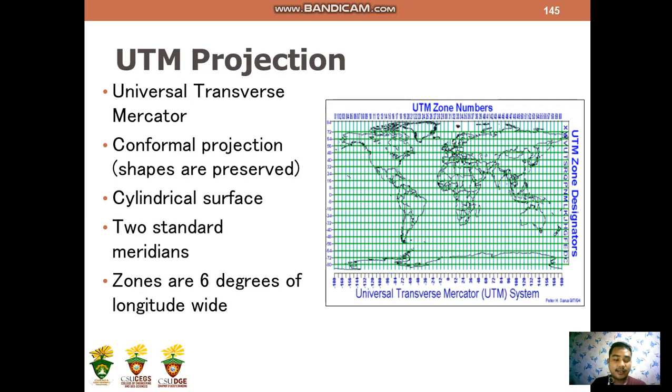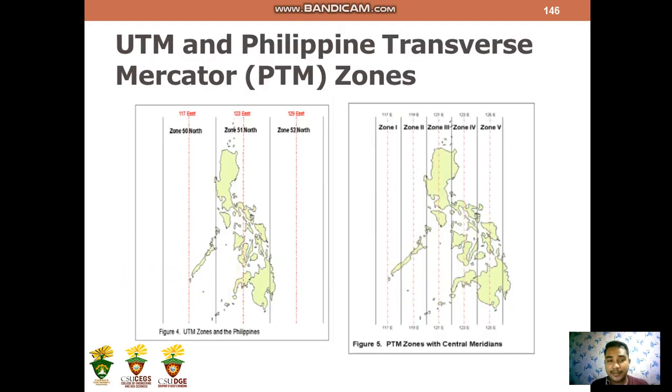And it is a cylindrical surface and naa siya 2 standard meridians, and each zone is 6 degrees of longitude wide. And ang UTM, naa siya 60 zones, no? So ang world map gi-divide into 60 zones and each zone has 6 degrees of longitude worldwide. And gi-adapt na siya sa Philippines, gitawag nga UTM or Philippine Transverse Mercator or PTM.